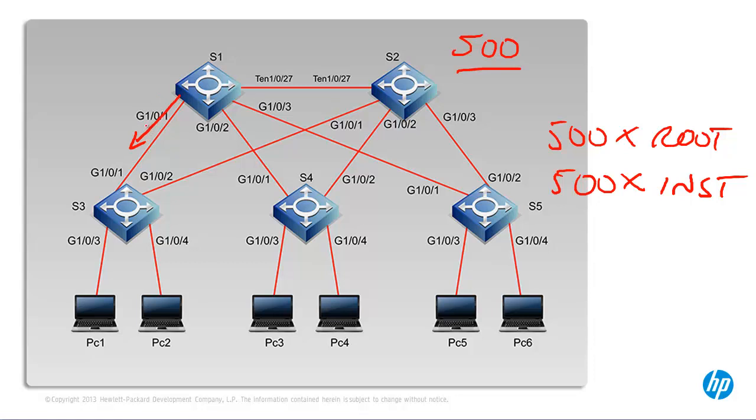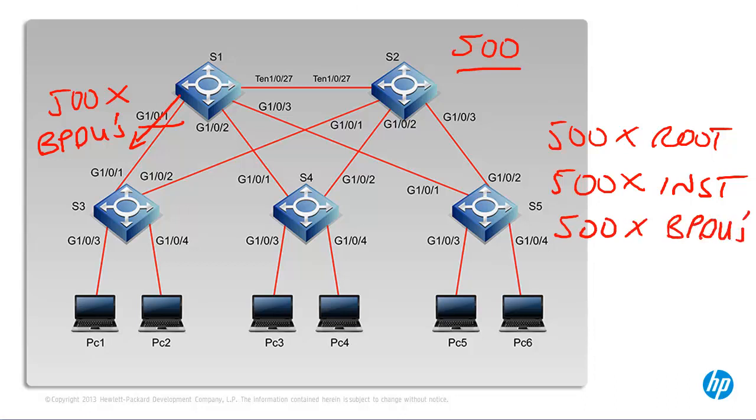So let's say, for example, on gigabit 101, if 500 VLANs were permitted on that trunk, 500 BPDUs would be sent out of that port every 2 seconds. So 500 BPDUs on a per port basis. That's a lot of overhead.